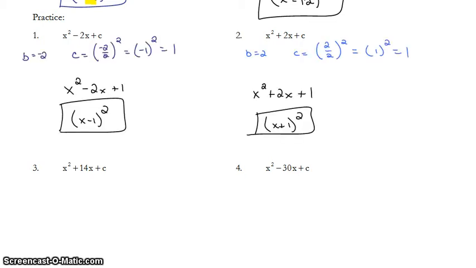So numbers 1 and 2 are very similar, but the key difference is this is a minus 2x, this is a plus 2x. The value you get for c is identical because negative 1 quantity squared is still positive 1. Make sure you're using parentheses. If you don't, you will get a negative 1 there, and now it's not a perfect square. So the major difference then is this becomes x minus 1 quantity squared. This is x plus 1 quantity squared. If you haven't finished 3 and 4, pause now and do so, please.